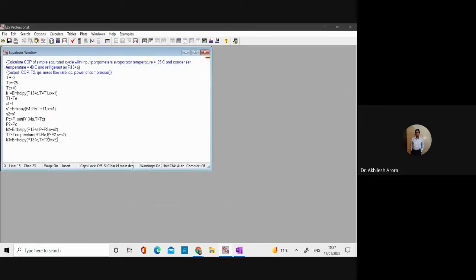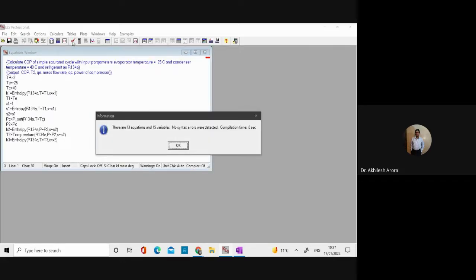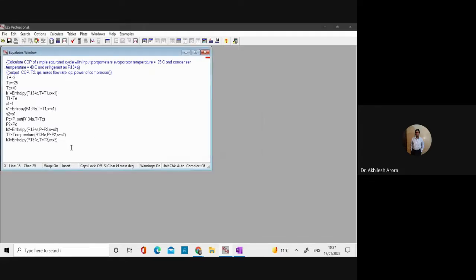Now have we defined T3? No, we haven't defined T3 because T3 is nowhere on the top. You can see it here. 13 equations, 15 variables. There is no syntax error, but you won't be able to calculate it because equations are 13 and variables are 15. You know, 2 equations, 2 variables, it can solve. 3 equations, 3 variables can be solved. Okay. Same way, we need 2 more variables. So either you change T3 to TC, or in the next line, you can write T3 is equal to TC.